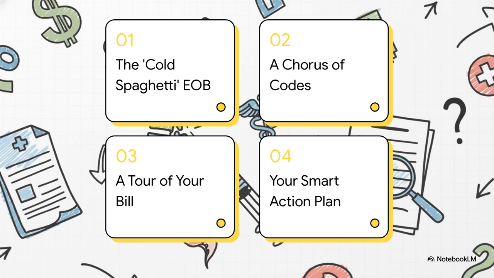So here's our game plan. First, we're going to tackle why that EOB looks so messy in the first place. Then we'll translate the bill's special language. After that, we'll take a quick tour of the common codes you're likely to see. And finally, we'll put together your smart action plan so you can handle this with total confidence. Ready? Let's untangle this spaghetti.